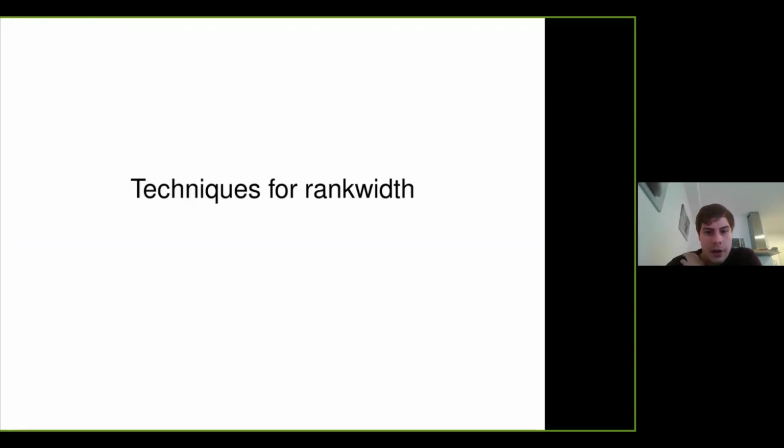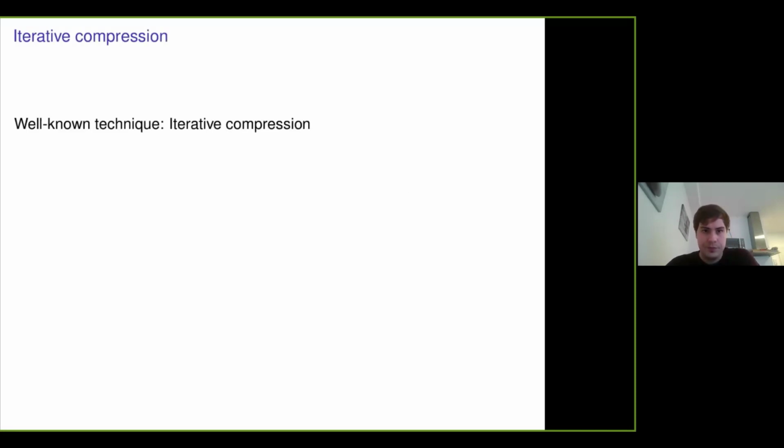Okay, so let me tell, before going into more details about the framework that we give in this work, about some of the techniques for rank width. The first thing is that for obtaining this quadratic time rank width algorithm, we use the well-known technique of iterative compression.